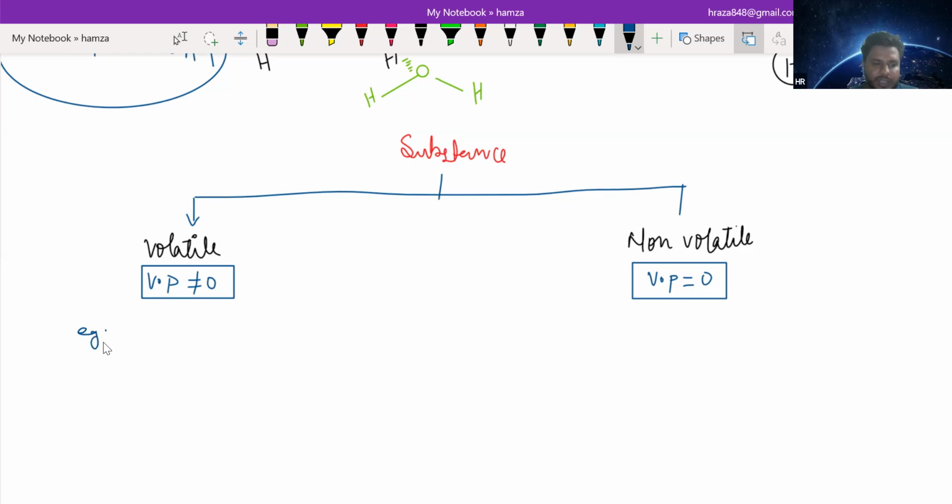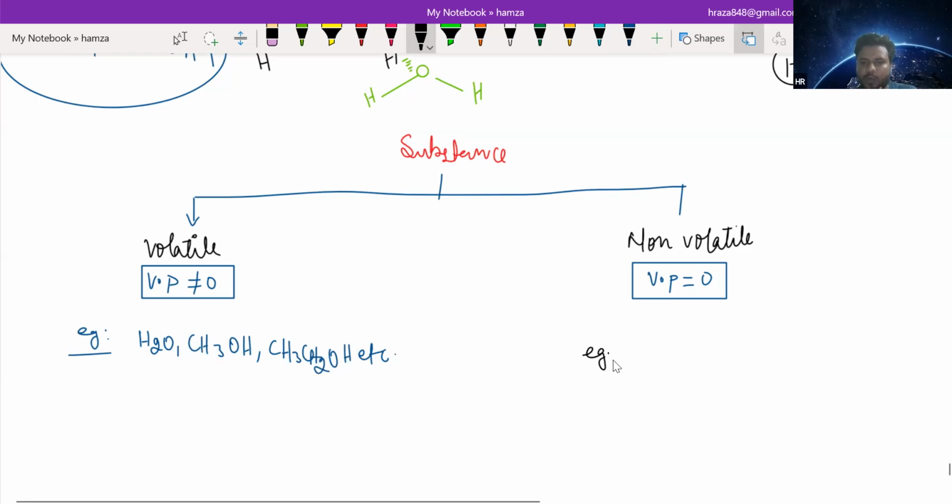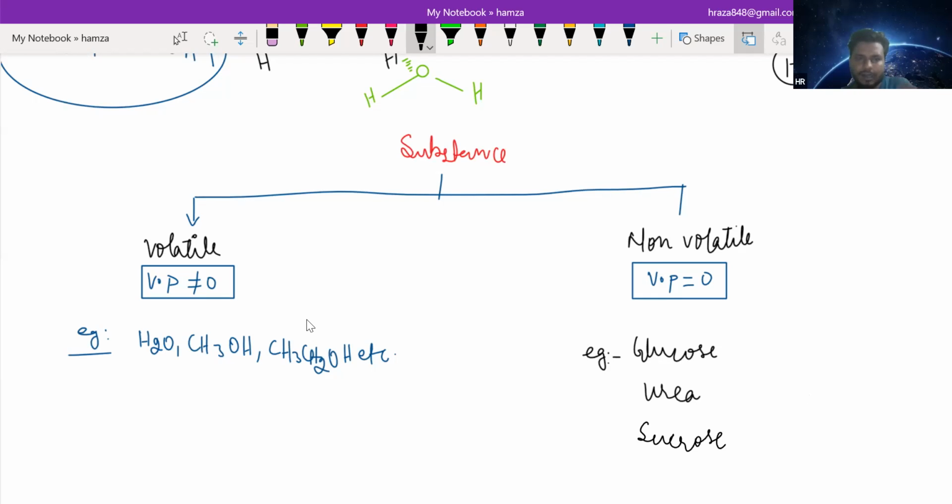Now I'm going to take some examples. H2O is volatile, CH3OH methanol is volatile, CH3CH2OH is volatile, etc. These are types of volatile substance. But for non-volatile substance, glucose is non-volatile, urea is also non-volatile, sucrose is non-volatile. That means if it is present in a solution or anywhere, it won't create any type of vapor pressure.